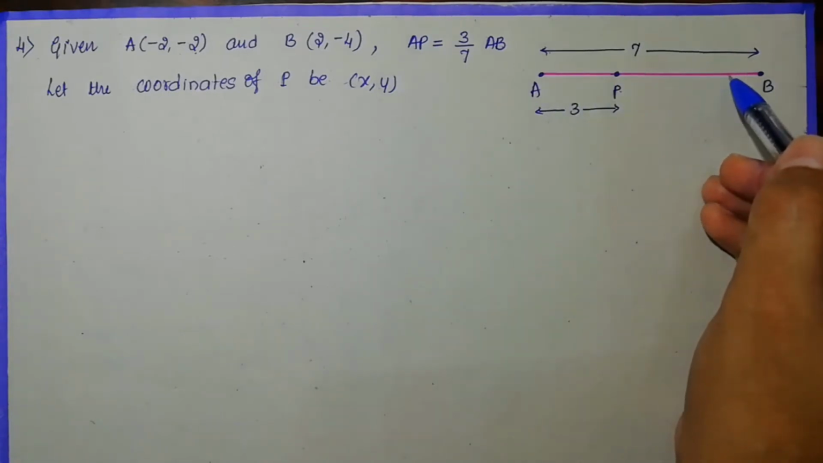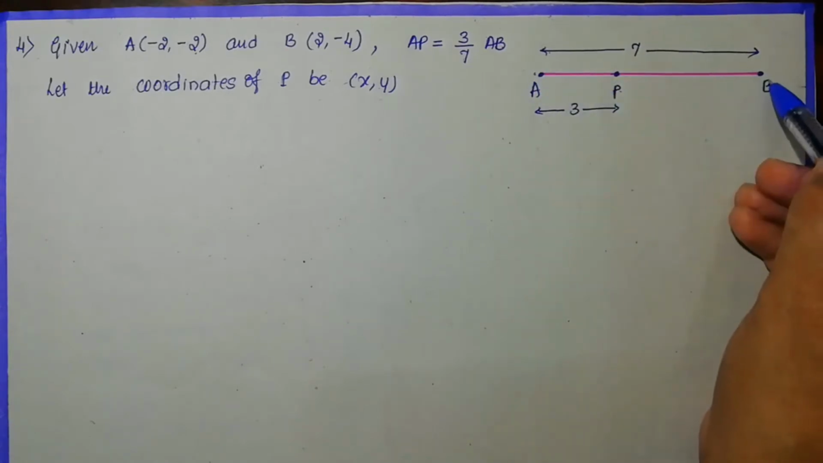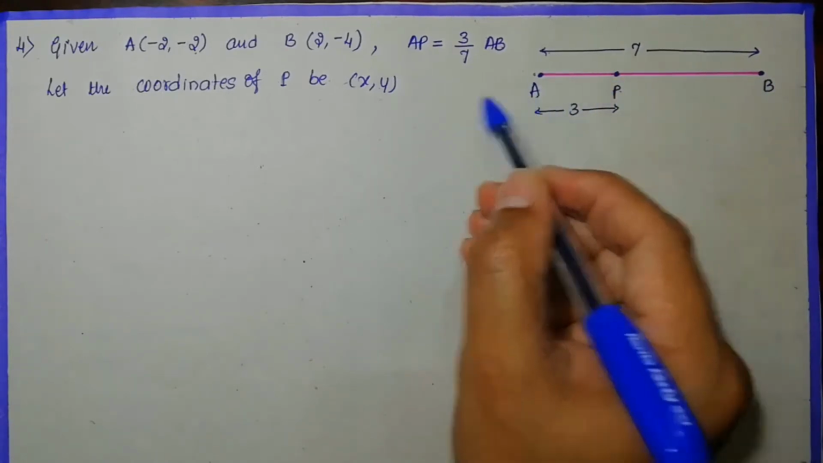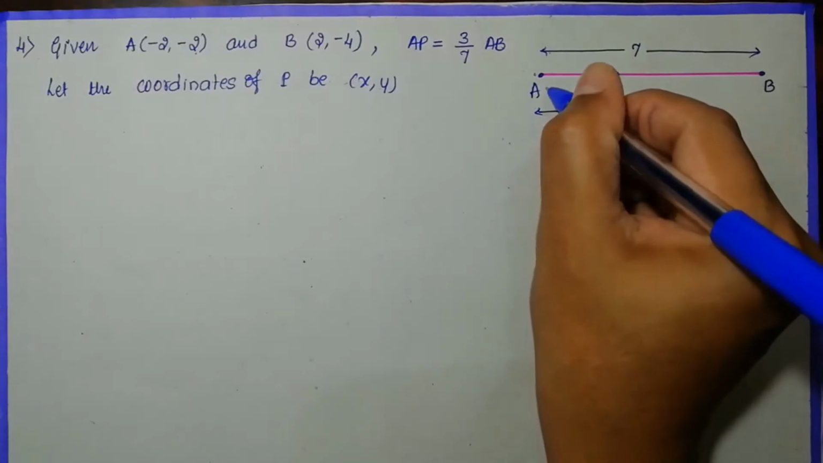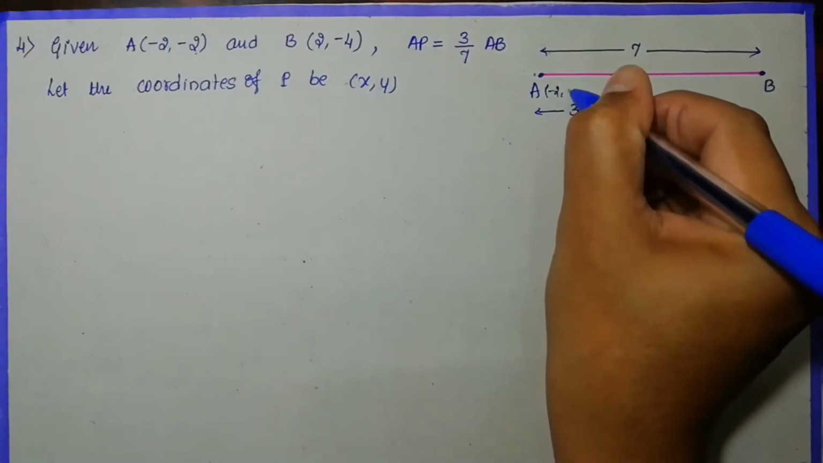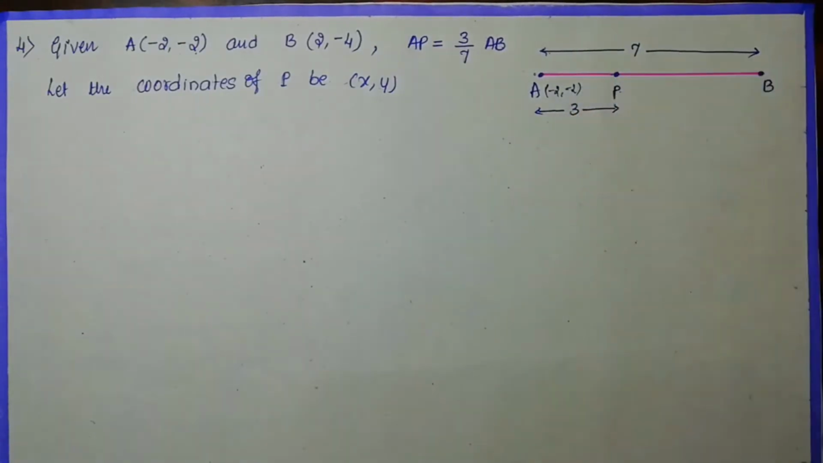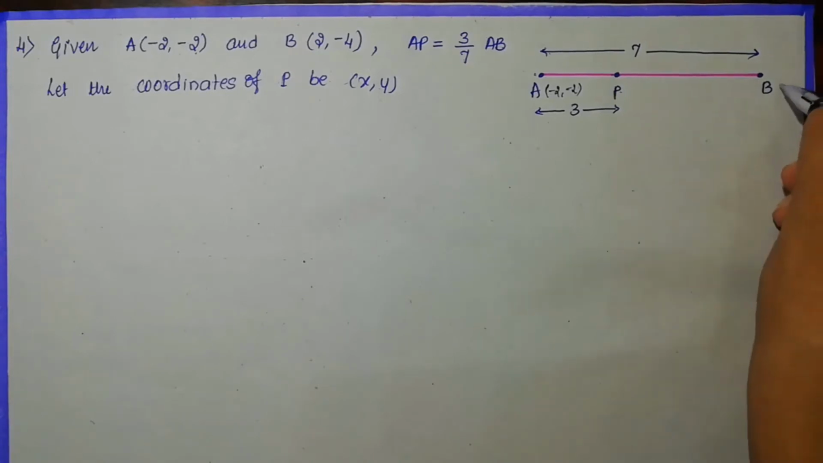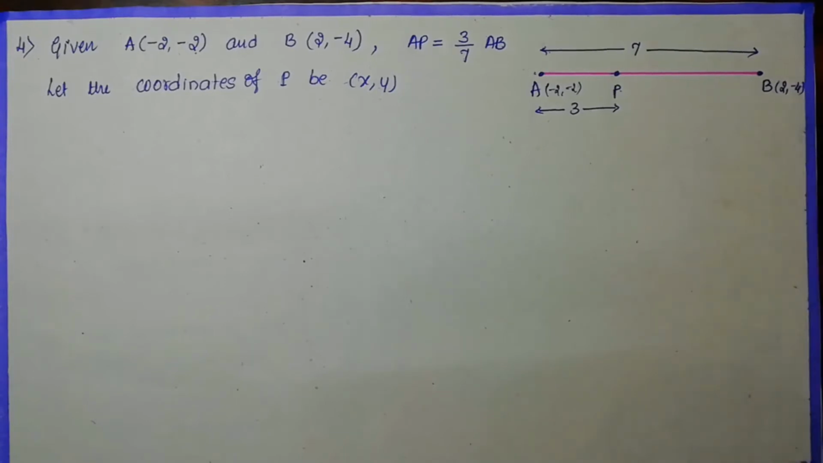For this one it is better if you draw the figure. This is the line segment AB. So this is the point A. What are the coordinates? Minus 2 comma minus 2. And the coordinates of B are 2 comma minus 4.